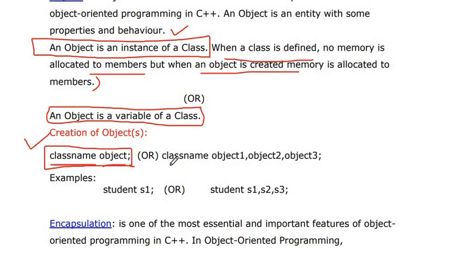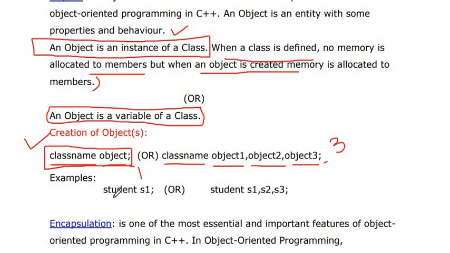And let us see another syntax. First we have to write the class name. The class name is followed by object name 1, comma, object name 2, comma, object name 3. In this way we can create any number of objects. At the end we have to use a terminating semicolon. Here we have created three objects. In the previous syntax, we created only one object.